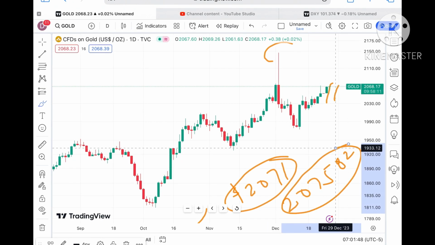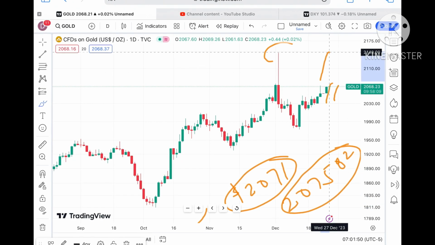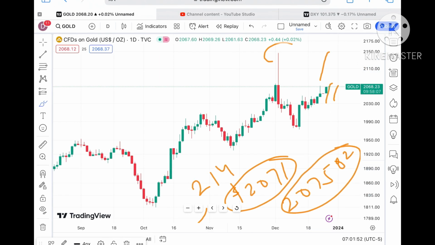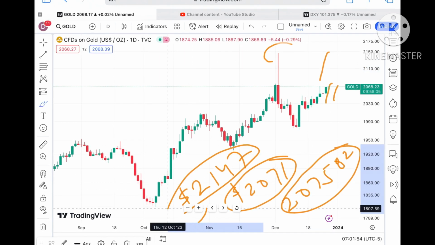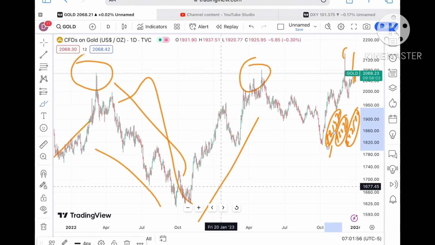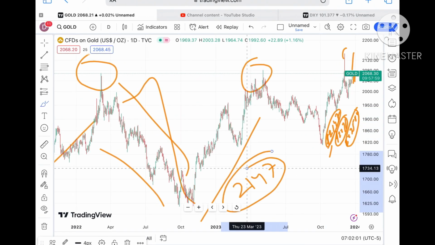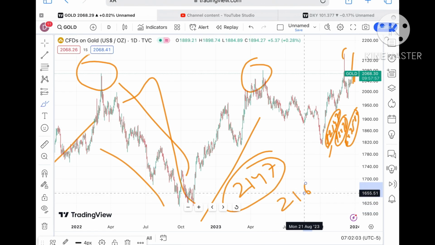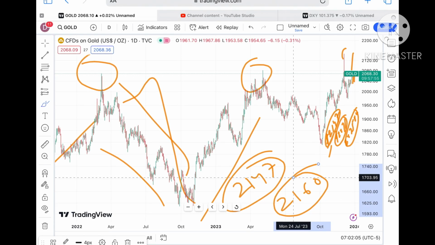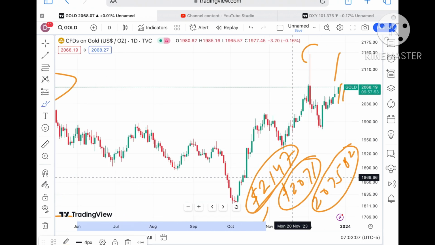$2075.82. Once the price starts going above this level, it will touch a level of around $2147. If the price goes above $2147, we can see a further upside movement, and from there a probability of crossing this particular zone, and then a level of 2160 also, and from there a further upside movement.